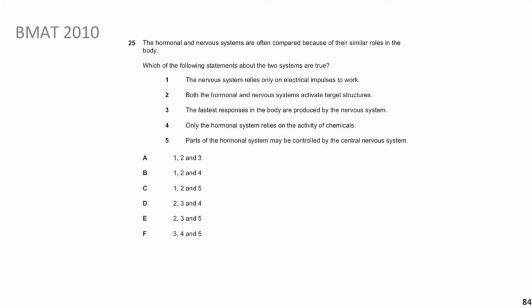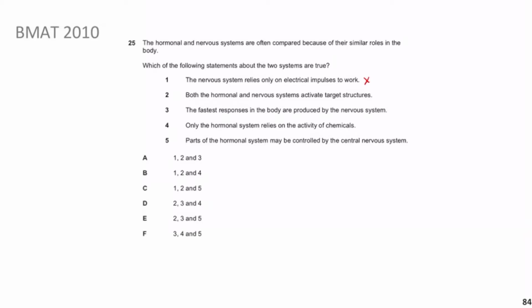Okay, guys, let's look at this question. This is number 1. The nervous system relies only on electrical impulses to work. So that basically gives it away, doesn't it? Because it sounds like a bold statement. So only, so it's actually also chemical, isn't it? Because the synapse, as you saw in the previous question, operates on a chemical basis. So this has to be wrong.